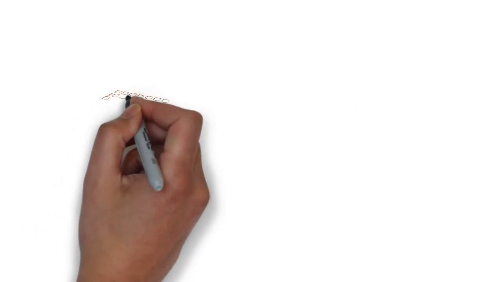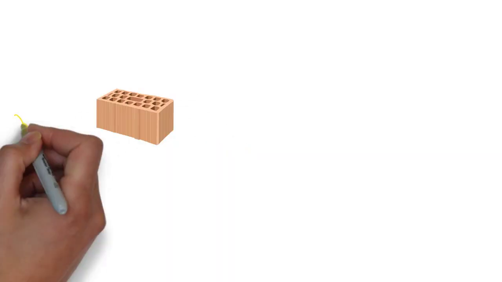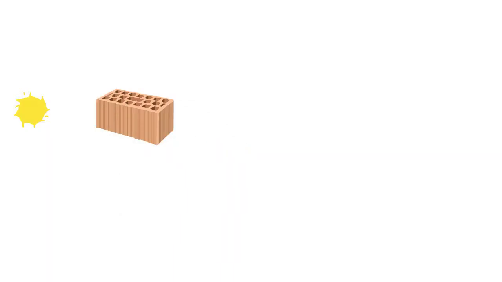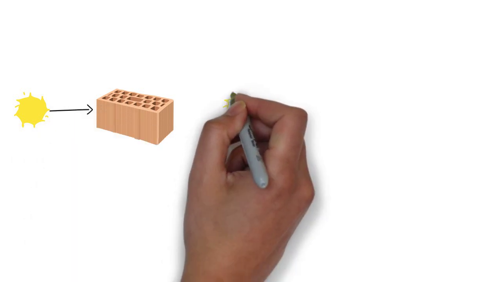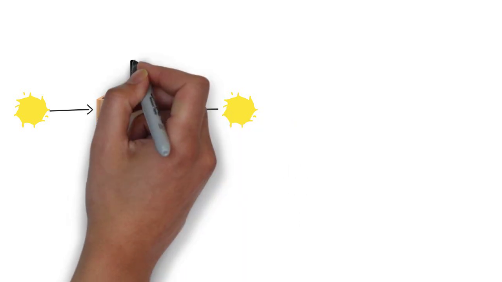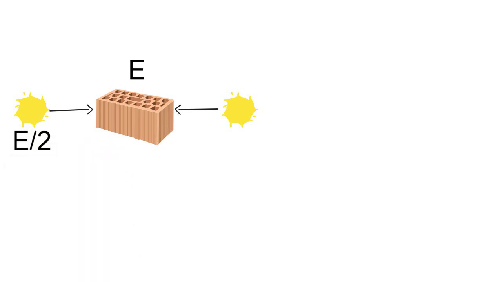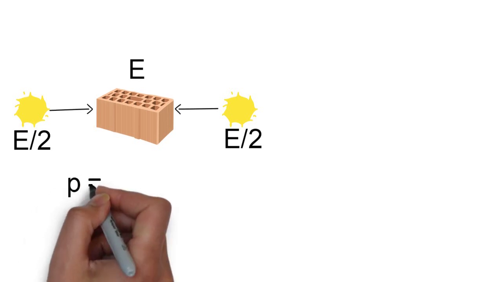Here we have a brick with no momentum, just sitting there, and we have two photons which are coming from either side. Now the brick is going to absorb these photons and gain energy E. And therefore each photon has an energy a half E. Now the momentum of the brick is 0, but the momentum of the photons is not 0.